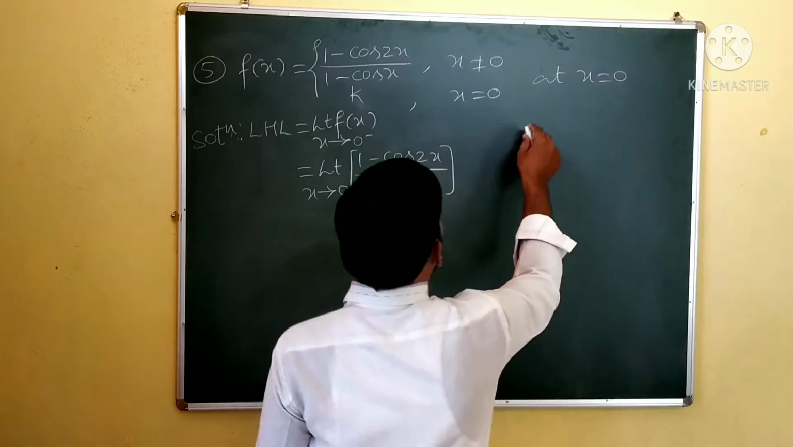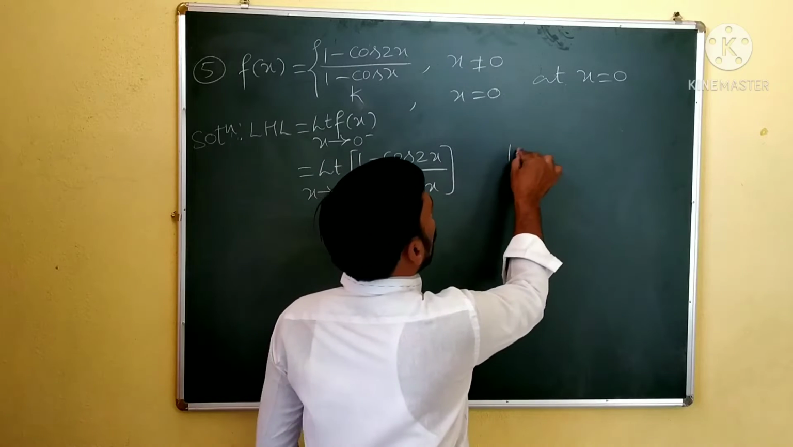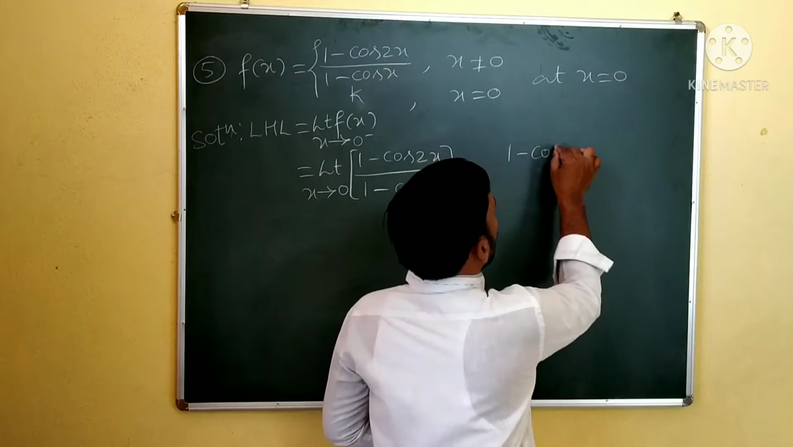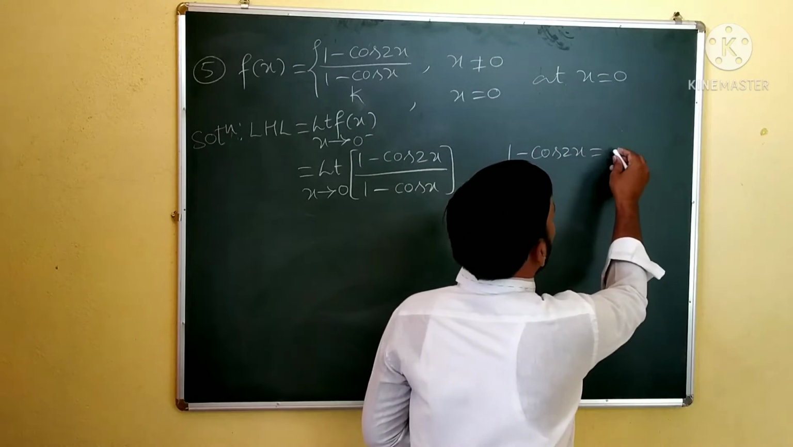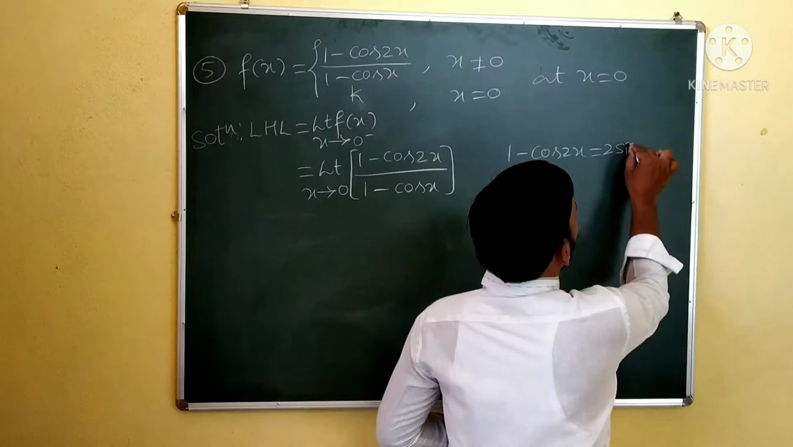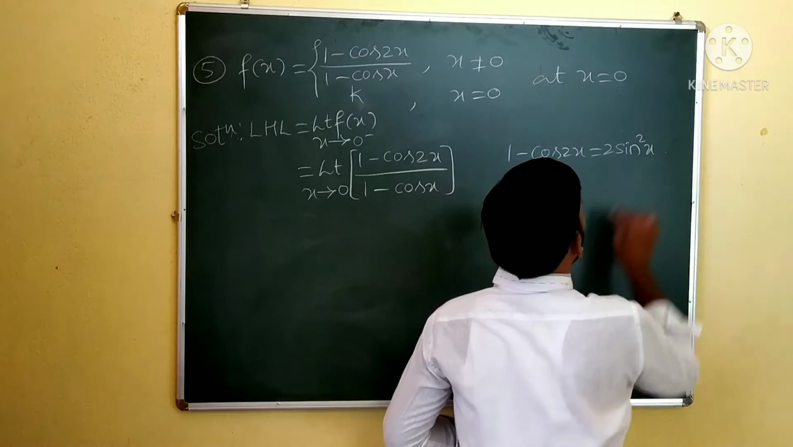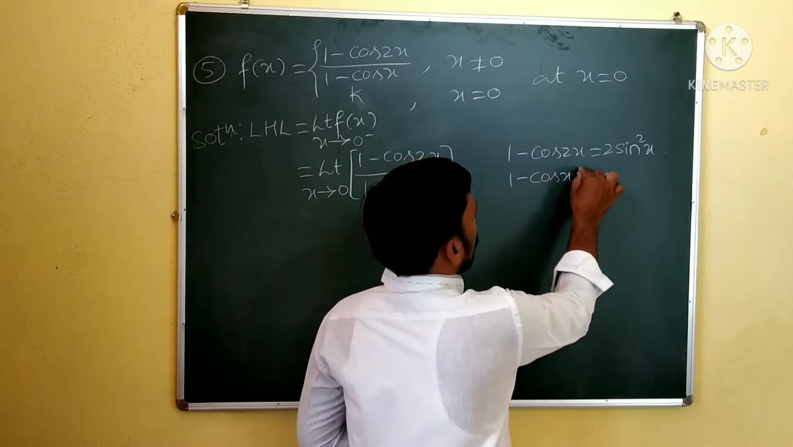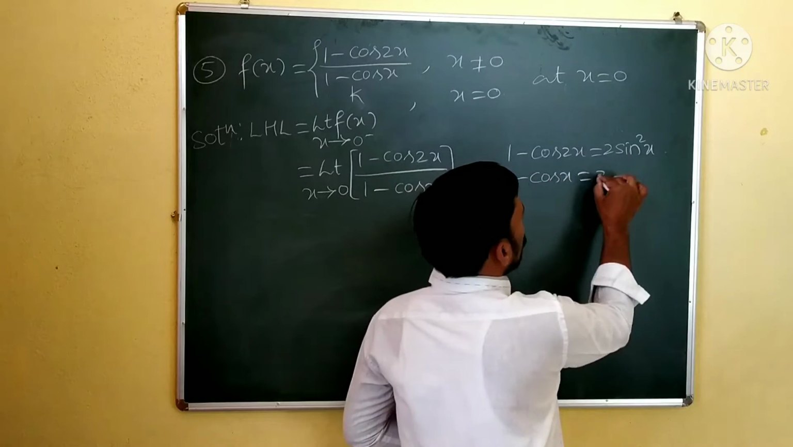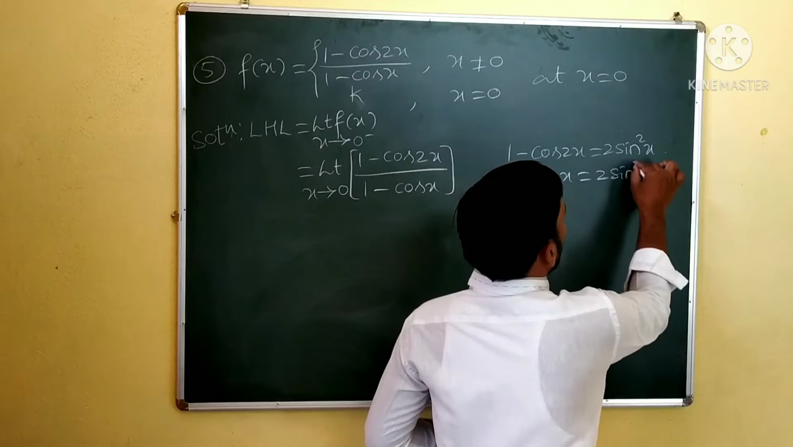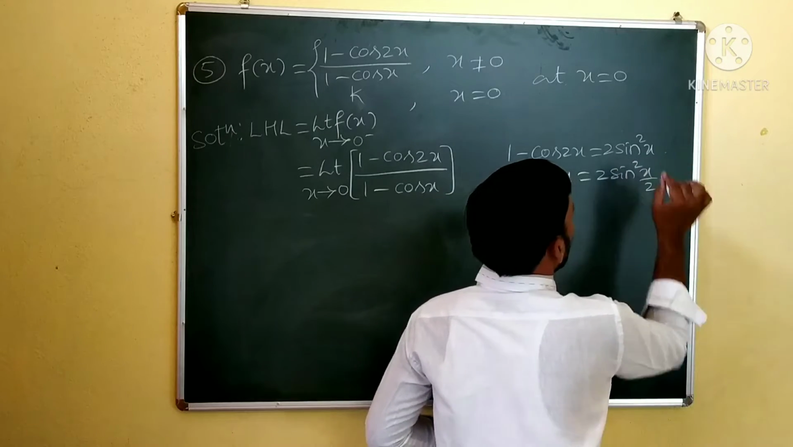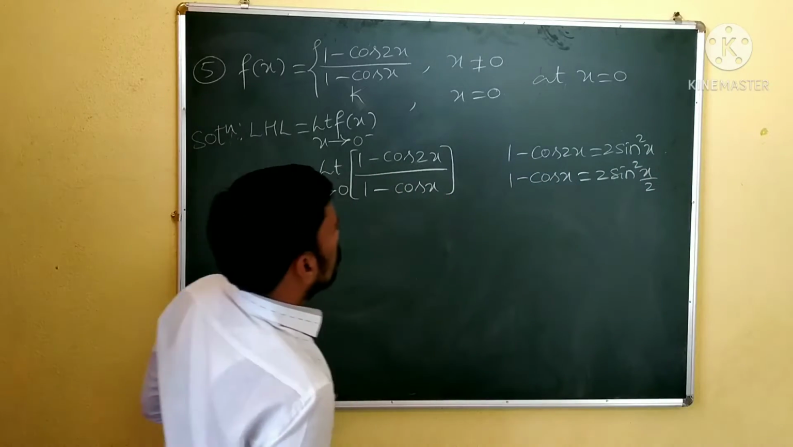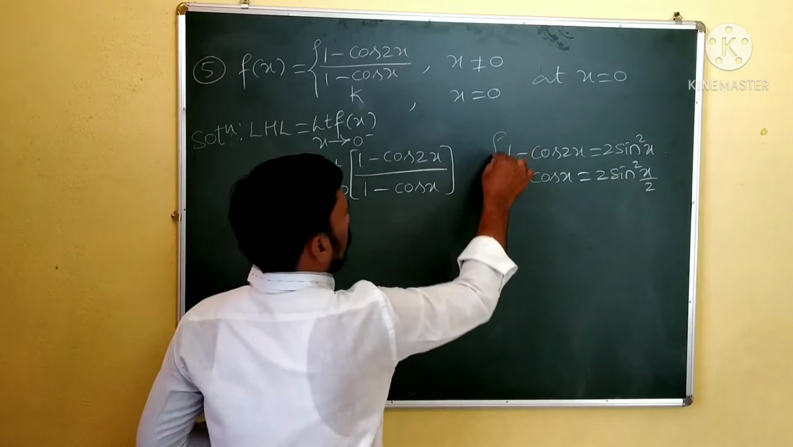Let me write the formula. 1 minus cos 2x is nothing but 2 into sin square x, and 1 minus cos x is nothing but 2 into sin square x by 2. So make use of these two formulas.